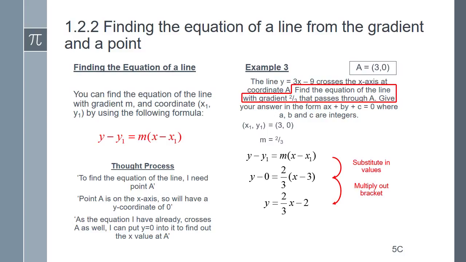But that's not fine because that's not the final answer. That is an okay form for the equation of a straight line, but this particular question asks you to give your answer in the form ax plus by plus c is equal to 0. So we have to rearrange it. If we subtract the y, we get 2/3 x minus y minus 2 is equal to 0. But a, b and c are not yet integers. Multiply by 3: 2x minus 3y minus 6 is equal to 0. That's the approved form of a straight line.